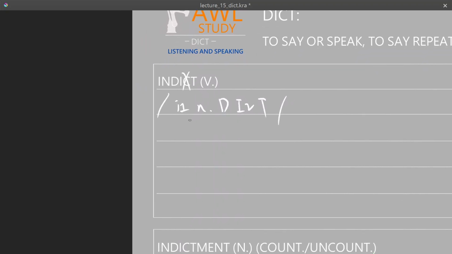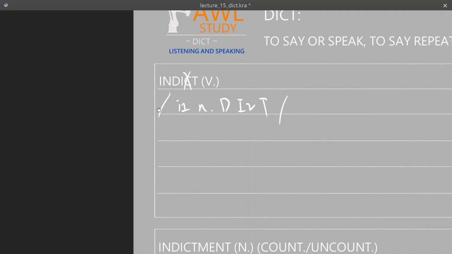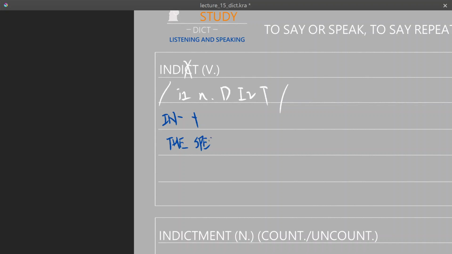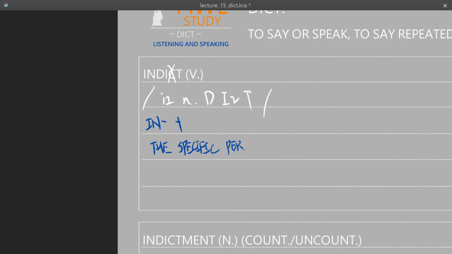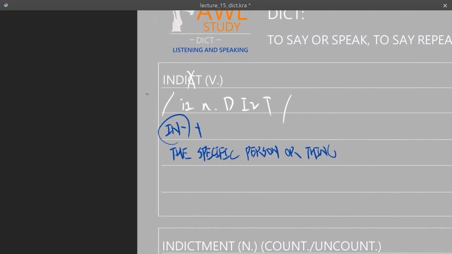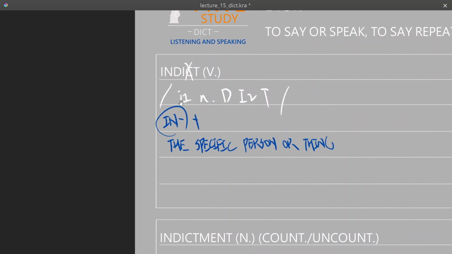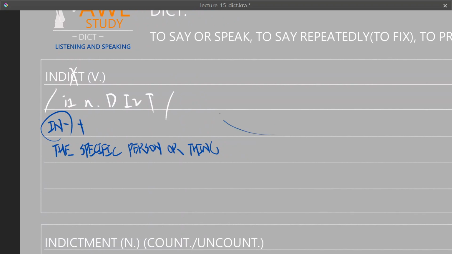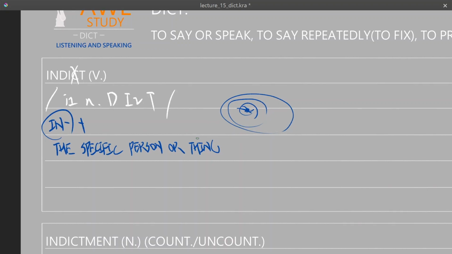Alright, so indict. You have the prefix in. The prefix in this case means the specific person or thing. Remember, the prefix in has several possibilities. It could be used as the negation prefix, meaning not. It could also be used as in, meaning into or within something. And the third possibility would be the specific person or thing. You could just imagine that you narrow down the scope, within the scope, narrow it down to be the specific person or thing.